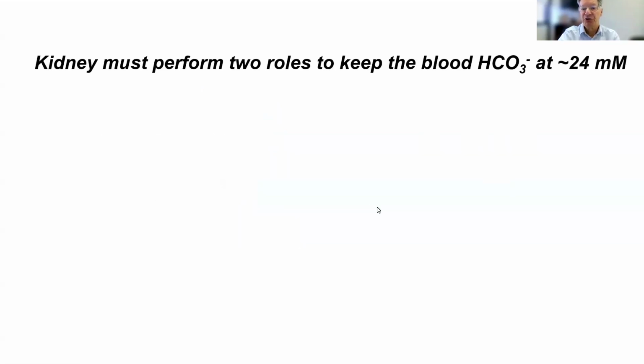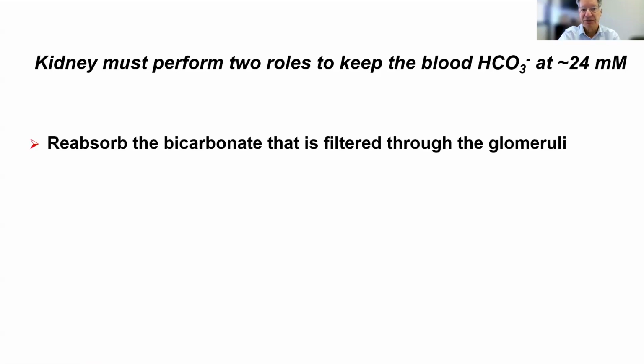And the kidney has to perform two essential functions to keep the bicarbonate at around 24 millimoles per liter. The first is it has to reabsorb the bicarbonate that's freely filtered through all of our glomeruli. If the bicarbonate got filtered and nothing else happened after the filtration step, it would all end up in the urine. So that's the first thing that has to happen.